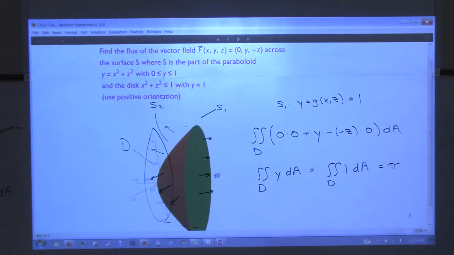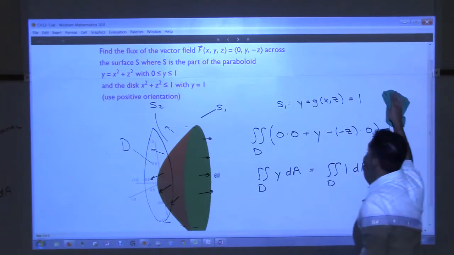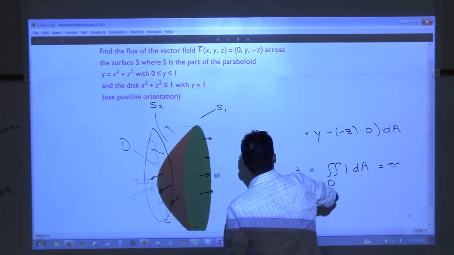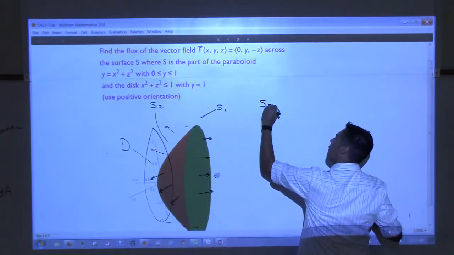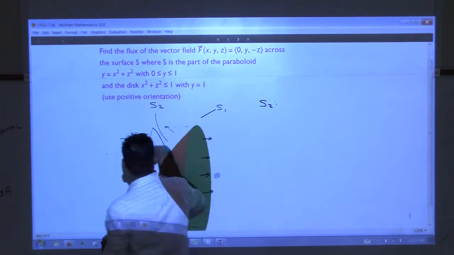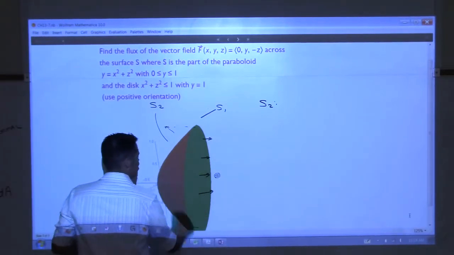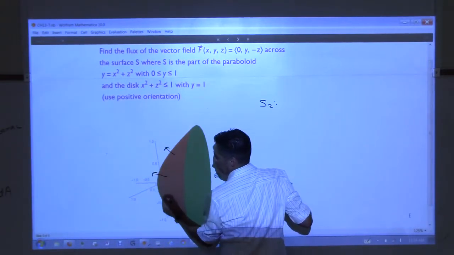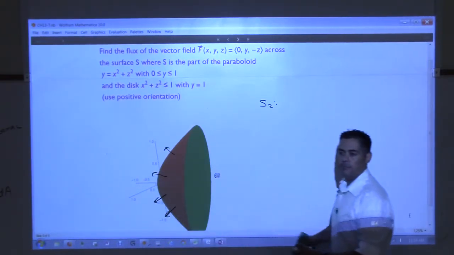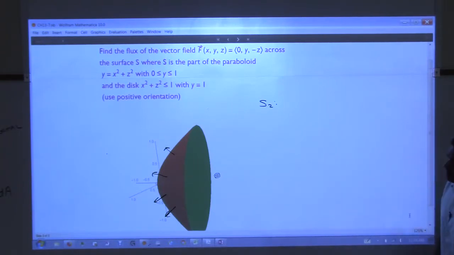All right, so S1 wasn't so bad, right? Worked out pretty good. Let's look at S2. What can you tell me about S2? Can we do S2 the same way? For S2, we have our normals going like this. And y is still a function. It is. Y is a function of x and z.